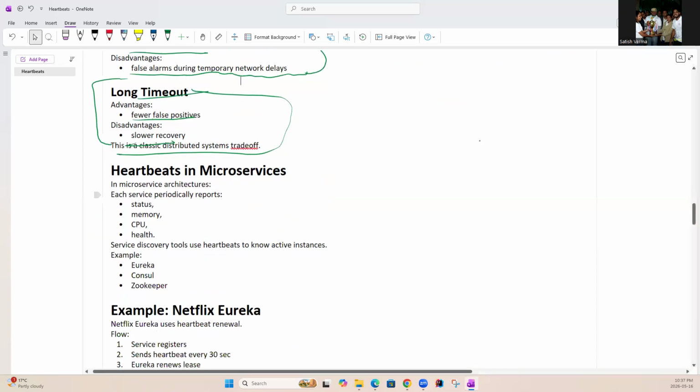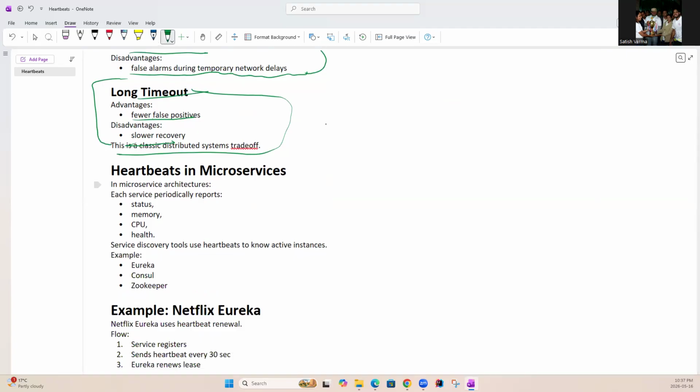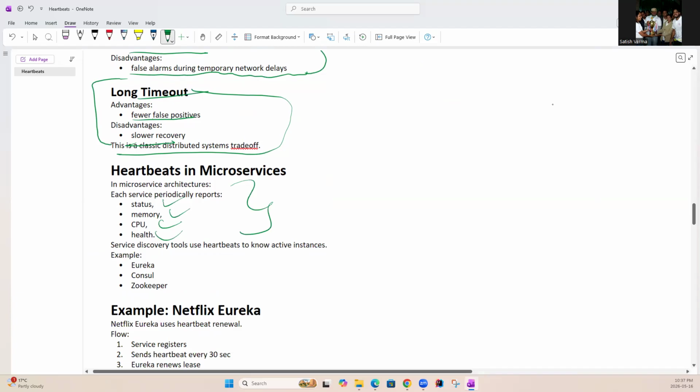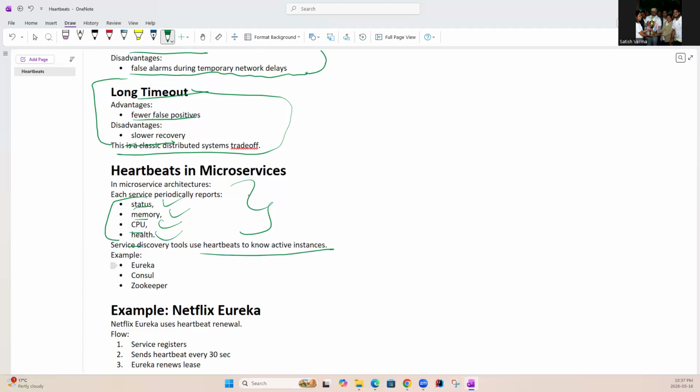Heartbeat in microservices. In microservice architecture, each service periodically reports status, memory, CPU, health. This is what we generally work with in microservice architecture. It's a live thing. Our DevOps team already maintains these things. Every few seconds we get status, memory, CPU usage, health. A service discovery tool uses heartbeat to know the active instances.